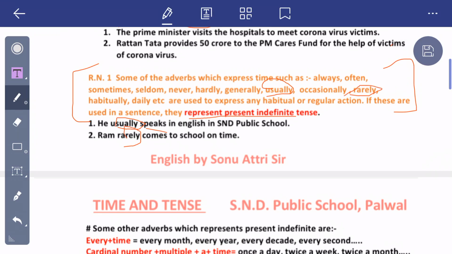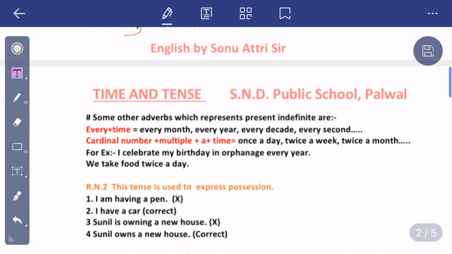Rarely means, beta, which takes place very less time. Suppose anything happens once in a year, or once a decade, that is an action which takes place rarely. So rarely means which takes very few times. That is why we are using this kind of format. Is it clear to you? You have to learn all the adverbs given there so that you may clear those in your notebook as well. Okay, now let us take another round for the next part.